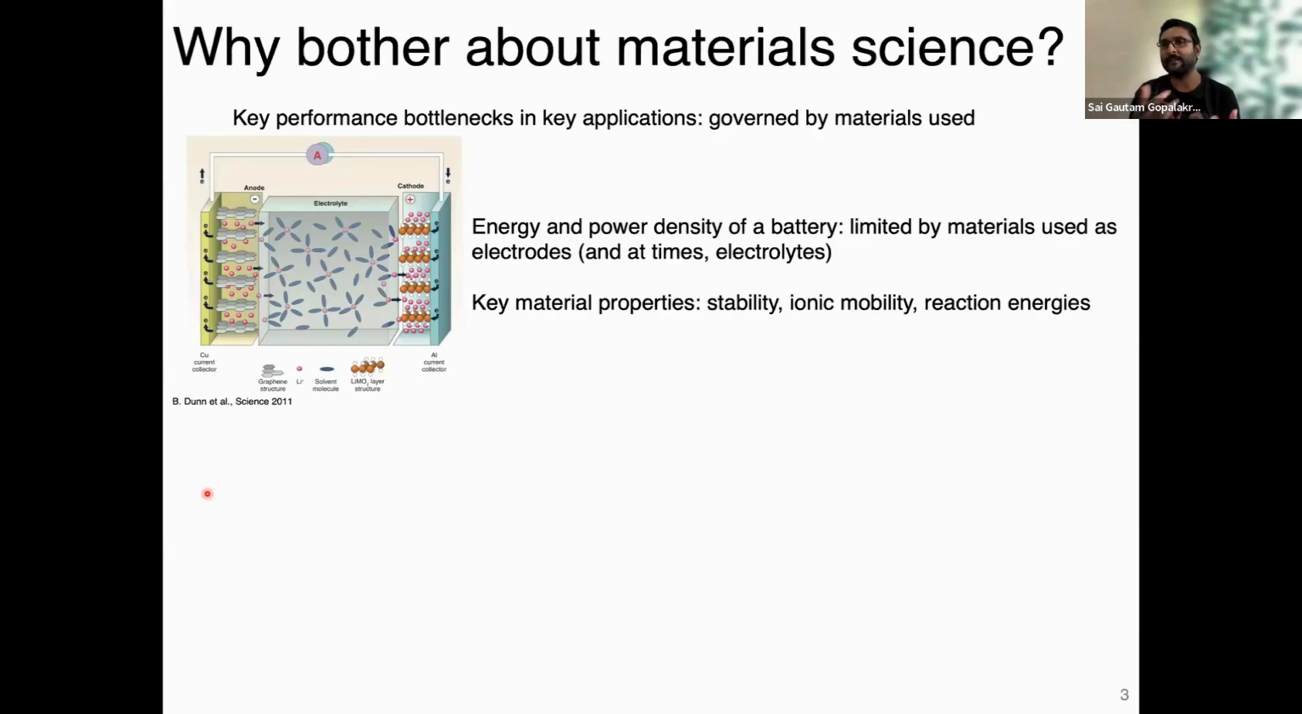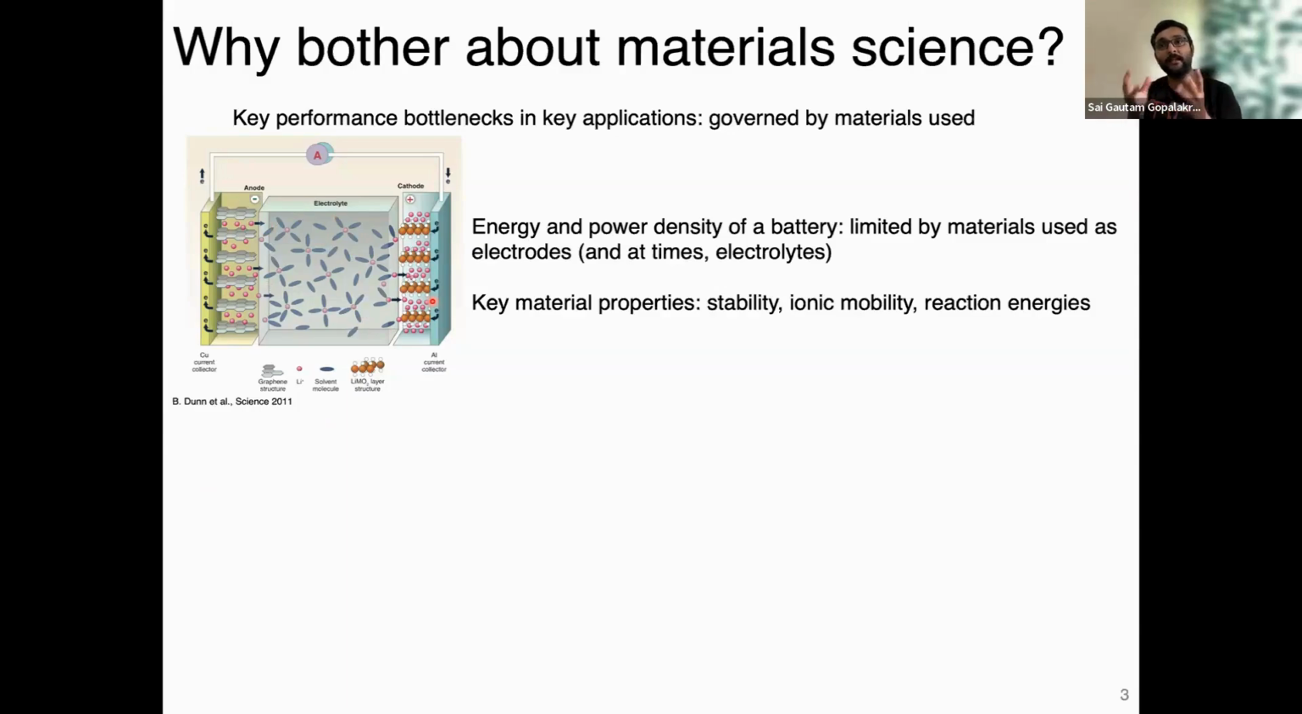So if I were to give an example from batteries, in a battery system, you really care about the amount of energy that you can store within a battery. That's quantified by energy density, for instance. And we also care about how quickly you can extract that energy, which is typically quantified by power density, the power performance of a battery.